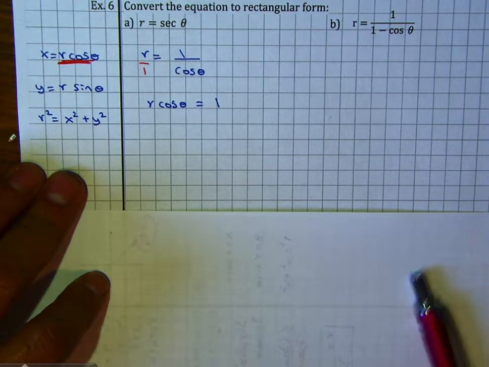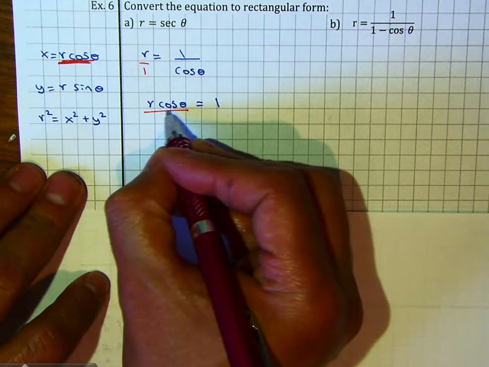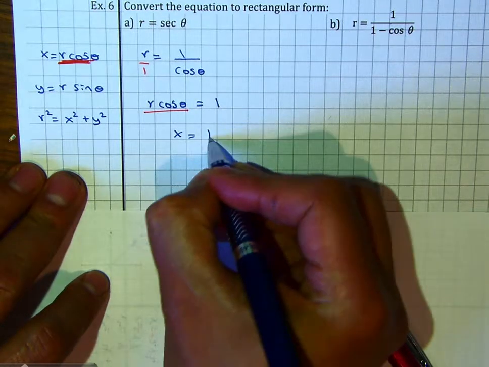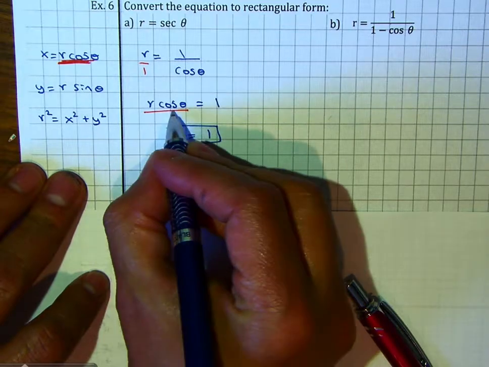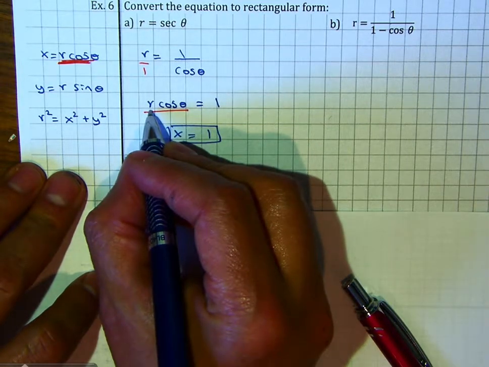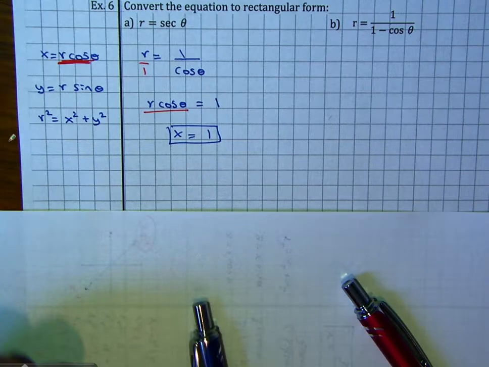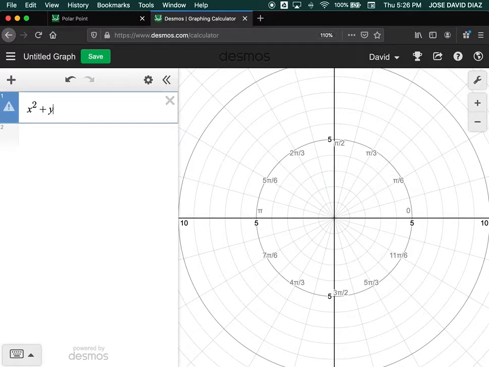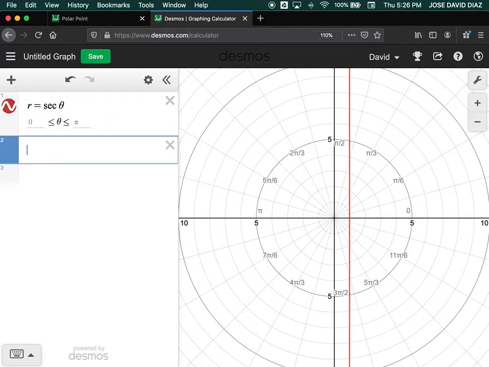And now I can replace r cosine, because the cosine has an r right next to it, with x. And that is the key thing to remember, that if you have a cosine, you must have an r next to it in order to make the replacement. So according to this, those two expressions are equal. So if I graph them on Desmos, they should be overlapping. So let's try the first one, r equal to the secant of theta. That's a line. And x equals 1. That is correct. Both of them are vertical lines.